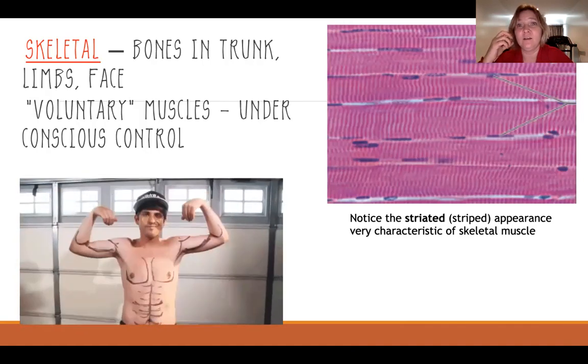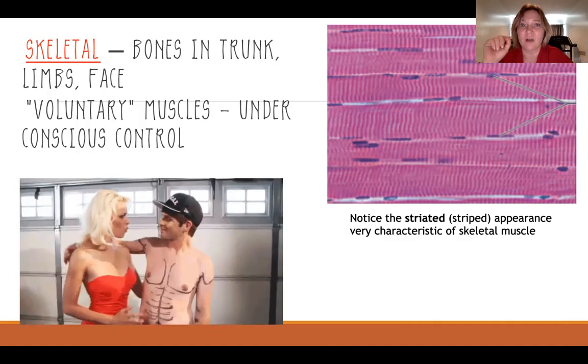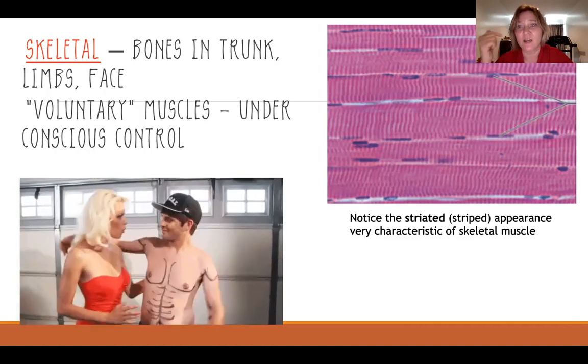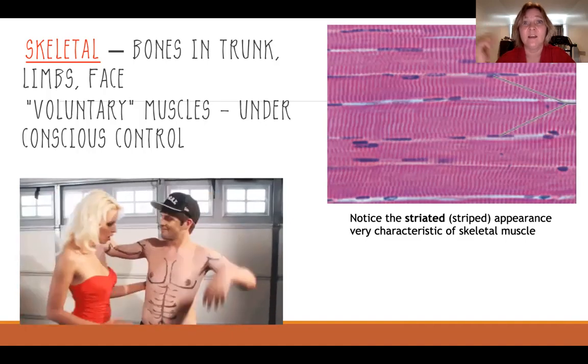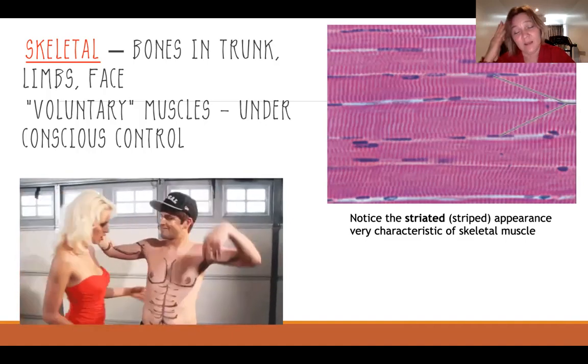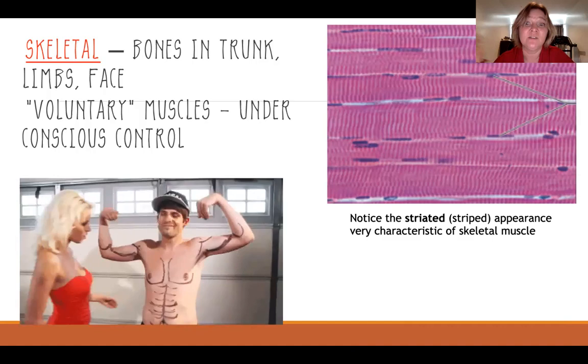It has a very unique appearance. It's called striated. Striated means stripes. You can see those bands of light and dark. There's a reason for that, which I'll get into in the section when we talk about the muscle system.